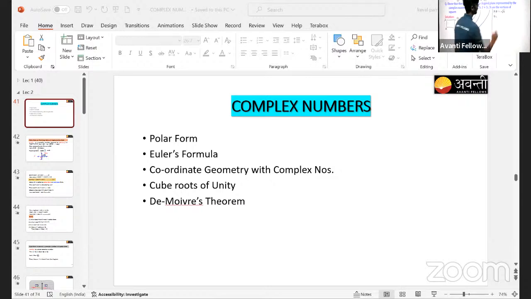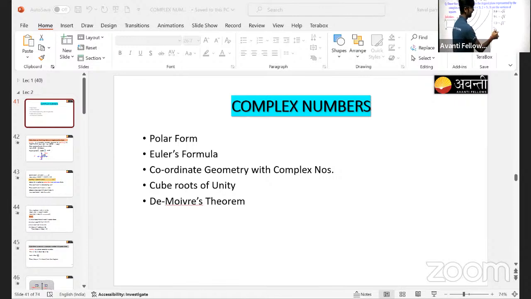Same, let's calculate BC. 5 minus 3, 4, 4. So 4 plus 4 again 8. You know the formula, right? x2 minus x1 the whole square, y2 minus y1 the whole square. So similarly CD, 0 minus 2 the whole square, 4. 3 minus 5 the whole square, 4. And 4 plus 4, 8.